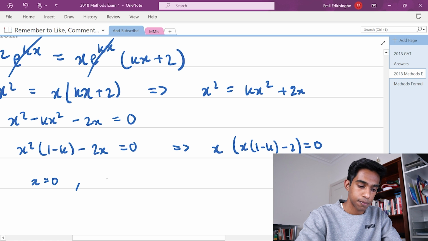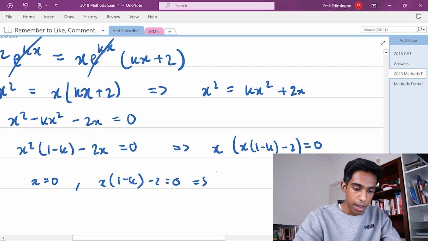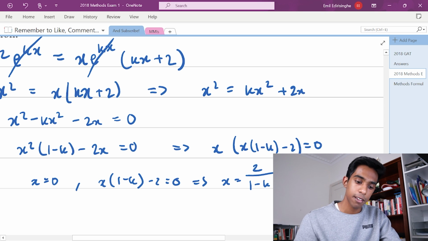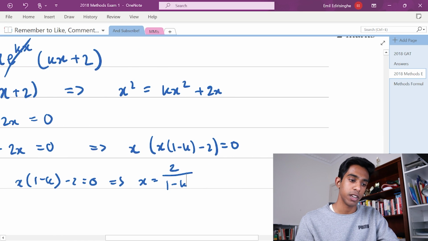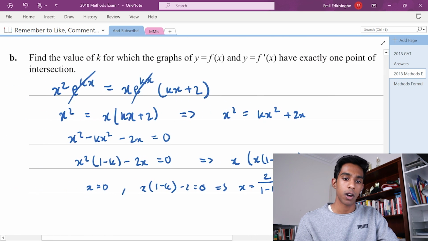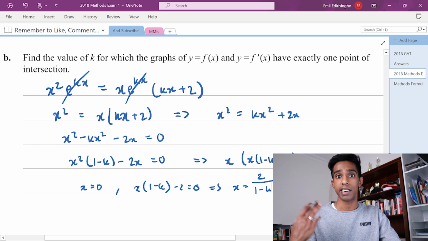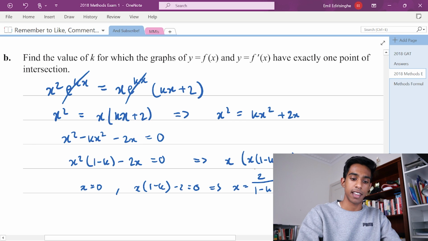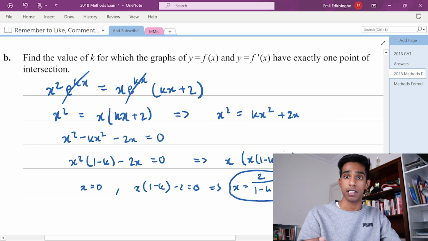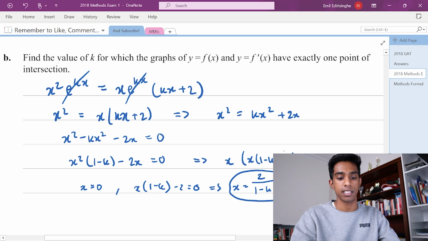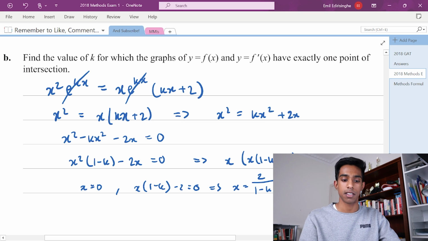and we can also get x(1 minus k) minus 2 equals 0. And then from that one, we can get x equals 2 on (1 minus k). And then therefore we know that there'll only be 1 point of intersection when k equals 1, because then this second point of intersection will not exist, because the denominator of the fraction will be 0.